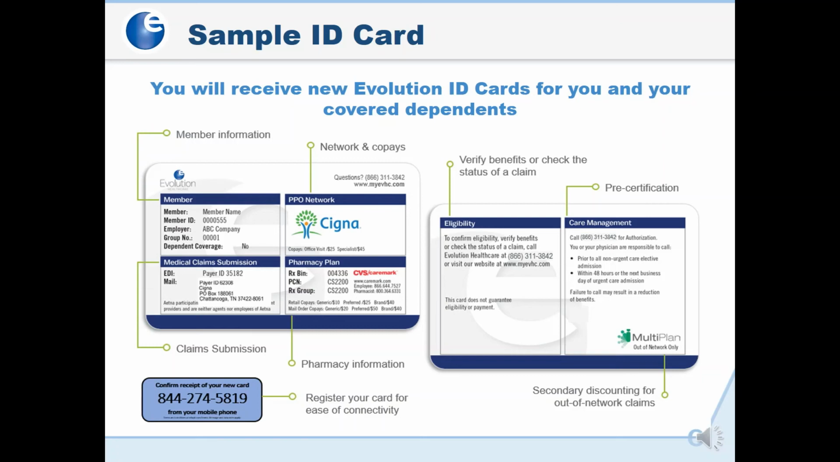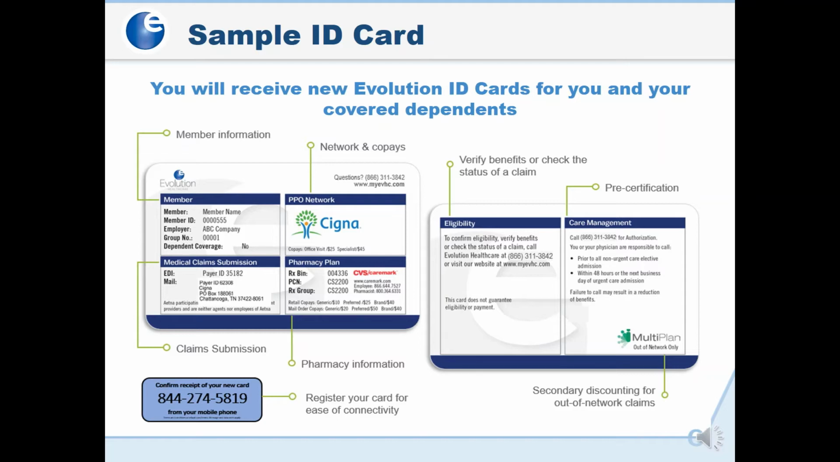A quick overview of what your ID card would look like. On the front side of the card, it will list the member name, the member ID through Evolution Healthcare, and the group number. On the far right-hand side, it will have the Cigna logo for your providers to know what your network is for contracted providers. It will also include your pharmacy information for your pharmacist to know what the RX BIN number, PCN, and RX group number is through CVS Caremark.